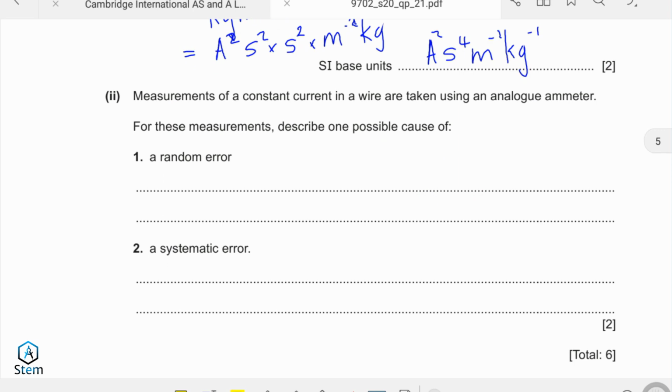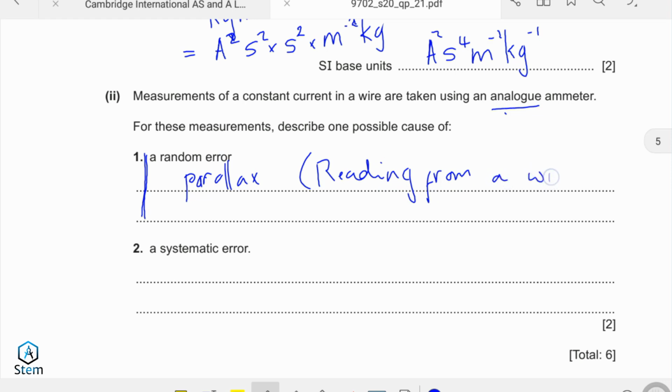Measurements of a constant current in a wire are taken using an analog ammeter. For these measurements, describe one possible cause of a random error. Random errors are introduced by the user because of their inability to use the instrument properly. With analog meters, one of the perfect candidates is parallax error, which means reading from a wrong angle. You need to read your analog instrument from directly on top of the dial. If you read at an angle to the dial, there will be a challenge there.